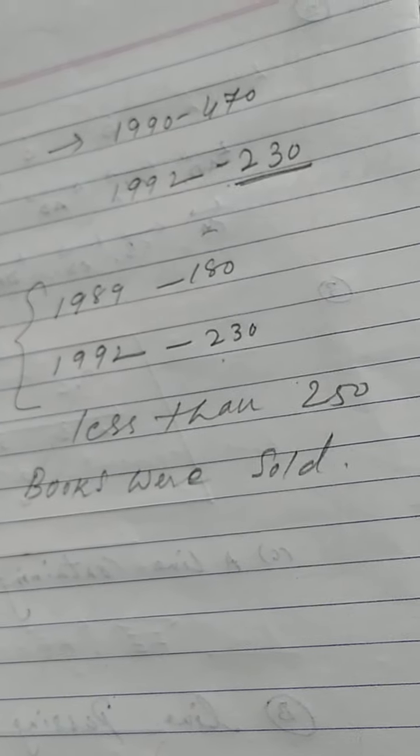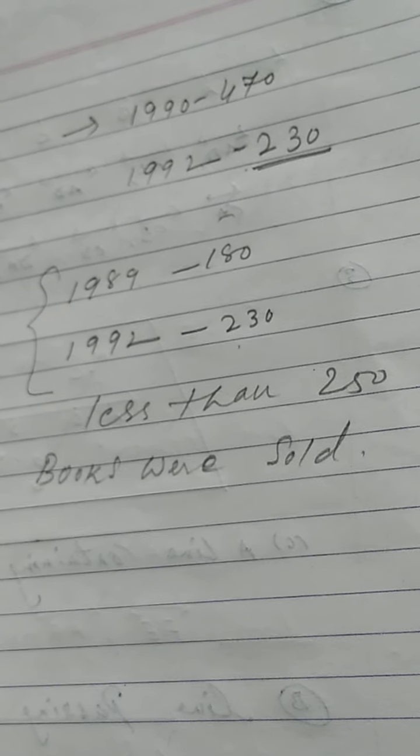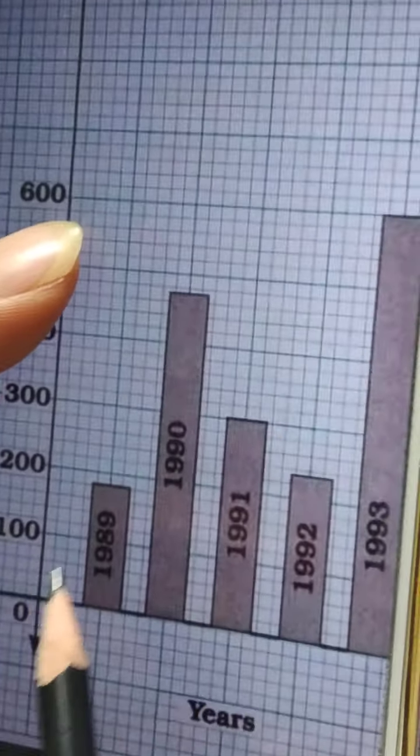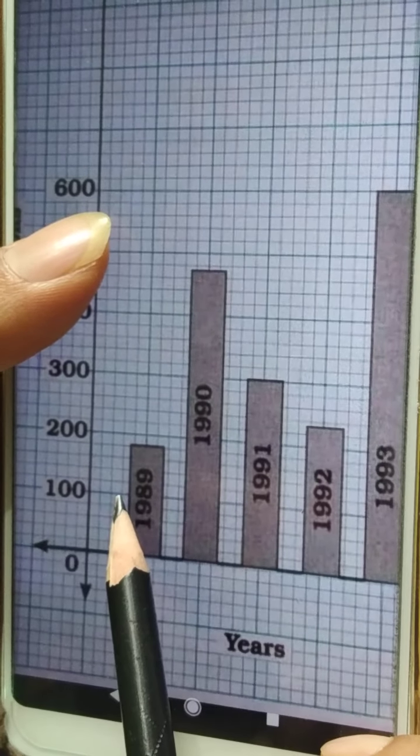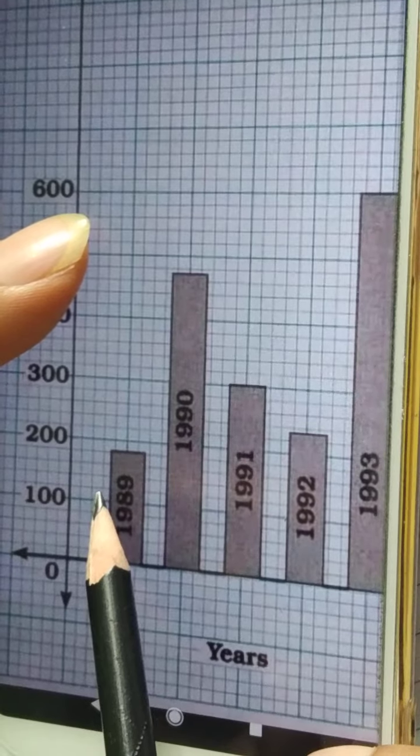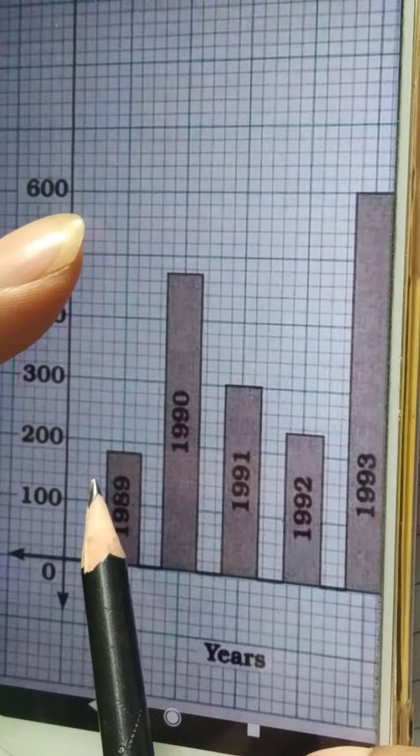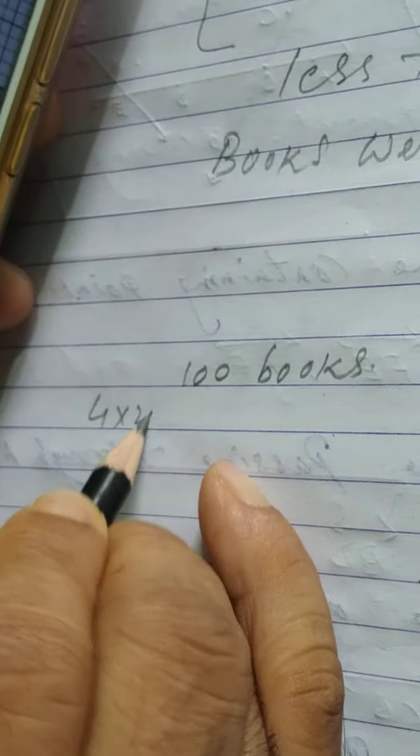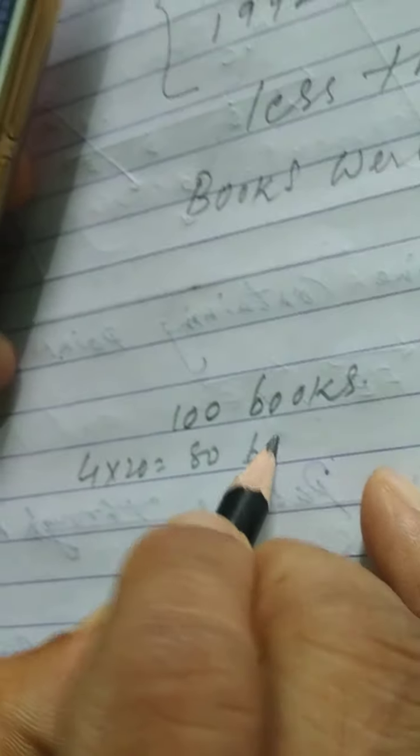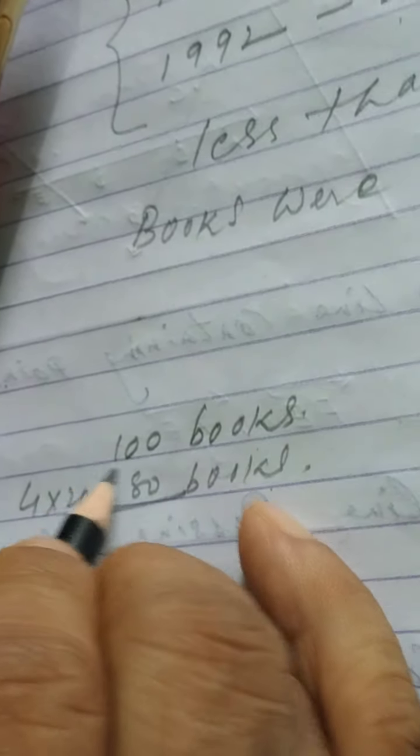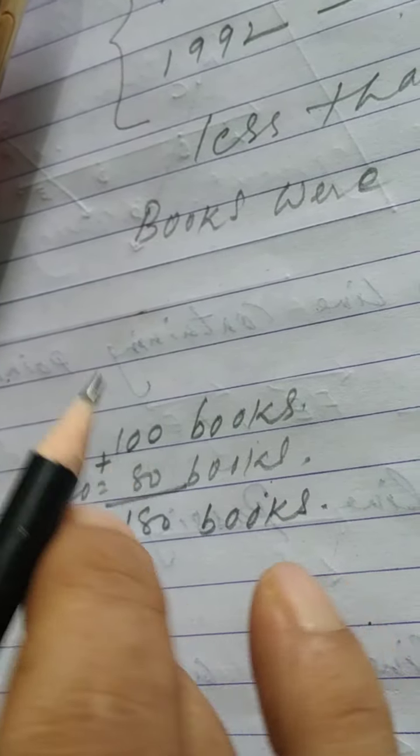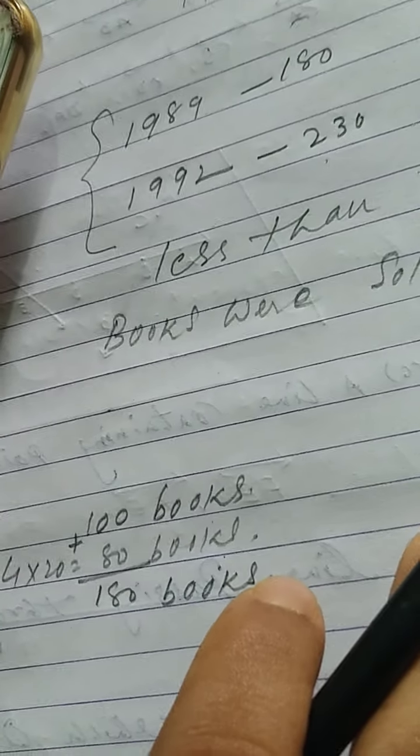Can you explain how you would estimate the number of books sold in 1989? See, this is the first graph, right? So 100. Already I have explained each division contains how many books? 20 books. So how many divisions are there? 1, 2, 3, 4 after 100. Already 100 books very first, right? And then after 4 divisions, 4 multiplied by 20 is 80 books. So 100 plus 80 is 180 books. Got it? Sure, all of you understood?